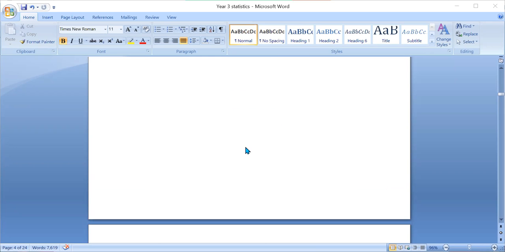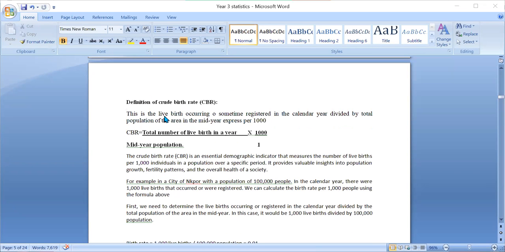Today we'll be looking at crude birth rates, and we said this is the live births occurring or registered in the calendar year divided by the total population of the area in the mid-year, expressed per 1,000. So it's a rate we expect per 1,000 population, to determine how fast it's occurring.